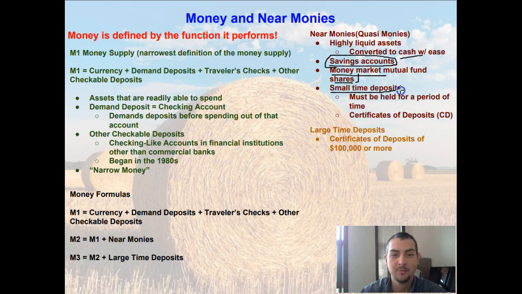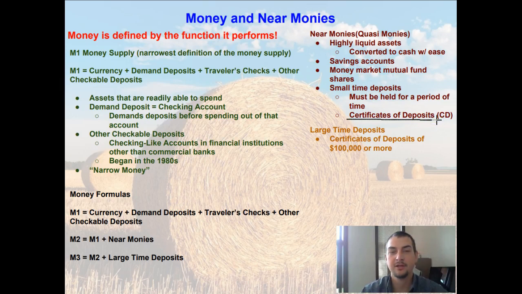Other ones such as small time deposits. So a small time deposit is a deposit that must be held for a period of time. The common example is using a certificate of deposit or a CD. So if you hear me talking about a CD in class, usually I'm talking about the certificate of deposits, not a compact disc that we used to be able to put music on before we came out with these nice little music listening devices such as iPods and iPhones and all of the new ways of listening to music. But prior to that, we had these compact discs. Now, whenever I talk about CDs in class, I am talking about these certificates of deposit.